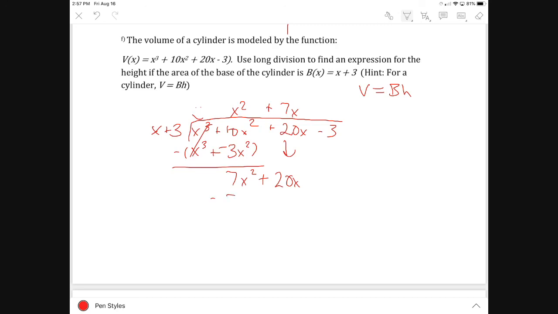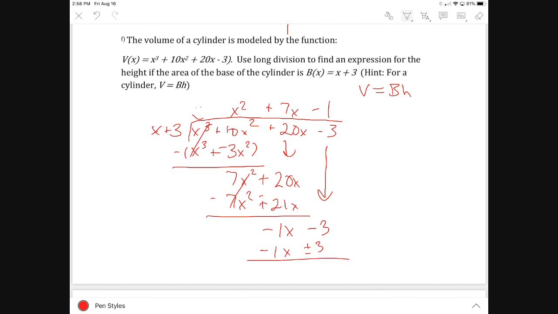So we're going to end up with 7x squared plus 21x, so distribute our negative in, so negative on both. Then we'll end up with negative 1x, drop down our negative 3, and to find our x, we just need a negative 1. So it'll be negative 1x minus 3, and then we'll distribute our negative in as well. And this is actually going to mean that we're going to have positive and positive, so they'll both cancel.